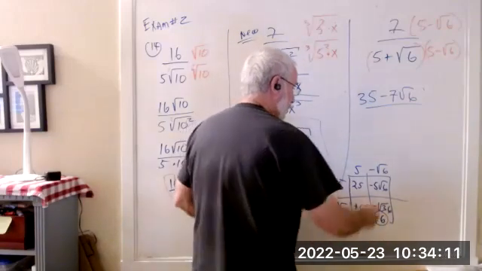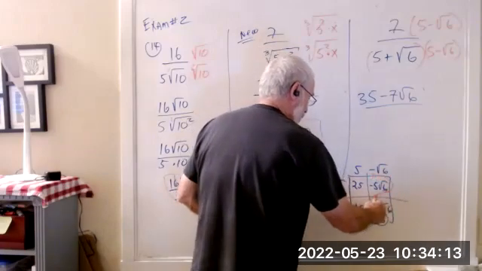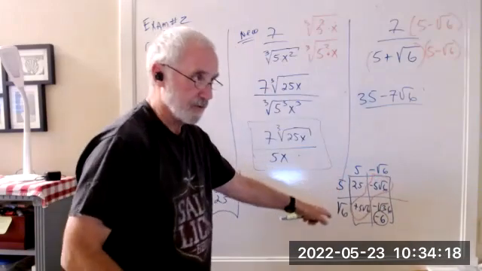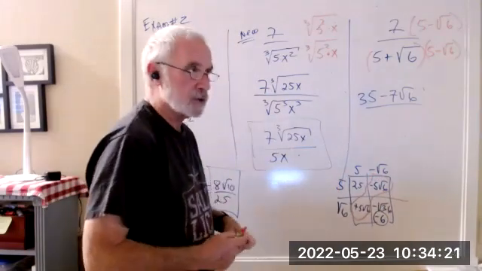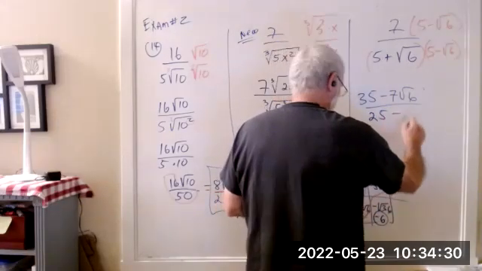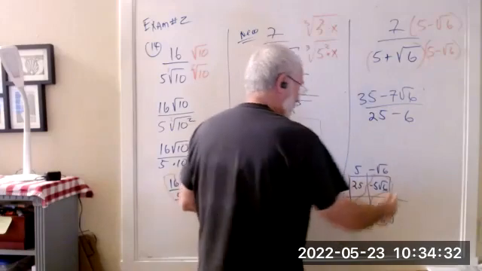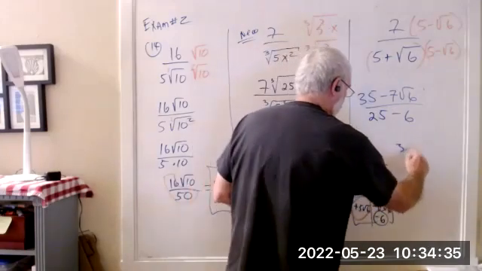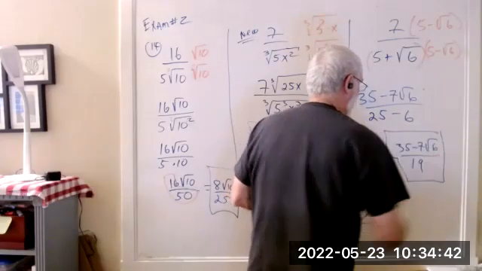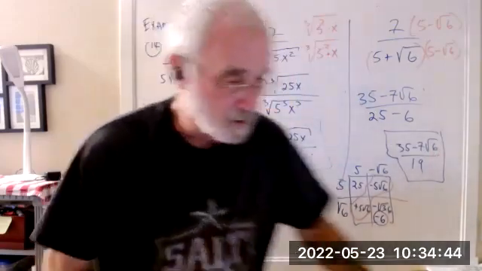So somehow a few of you really botched multiplying with this matrix method. And I know some of you don't use it. Some of you use a method called FOIL. That's fine. Okay. But you've got to be able to multiply these together. These are going to become 25 minus 6, which is 19. So your final answer is 35 minus 7 radical 6 over 19. And that would be your final answer.